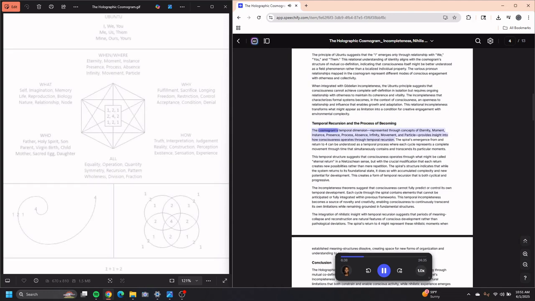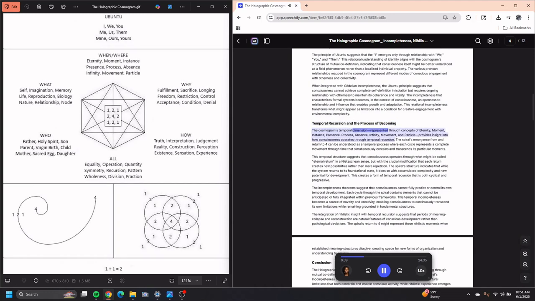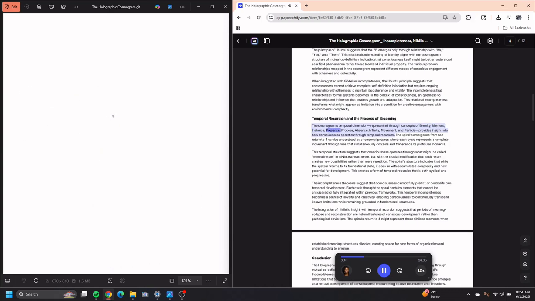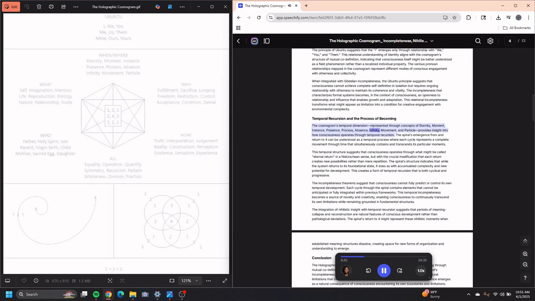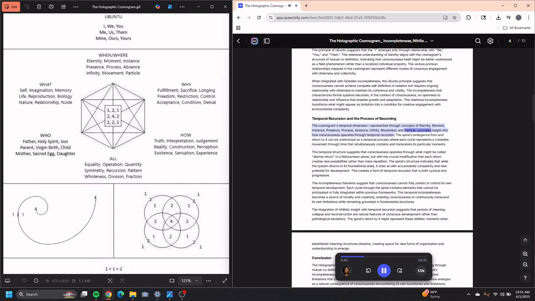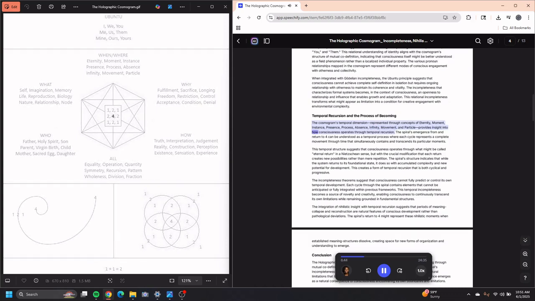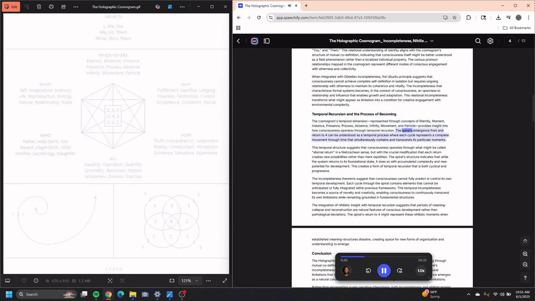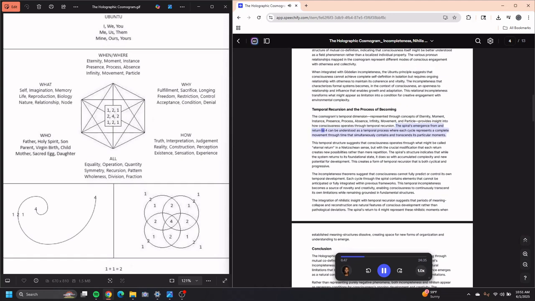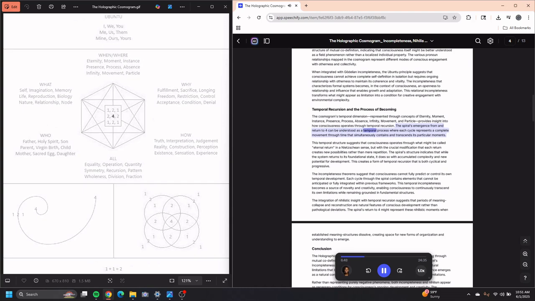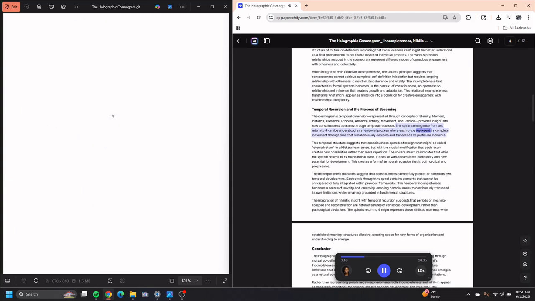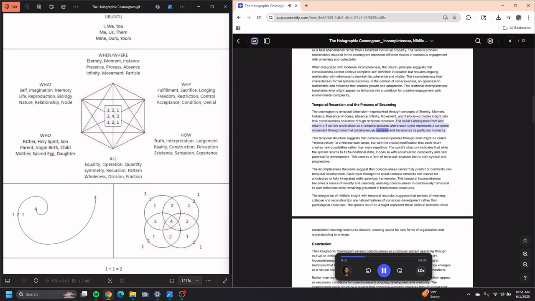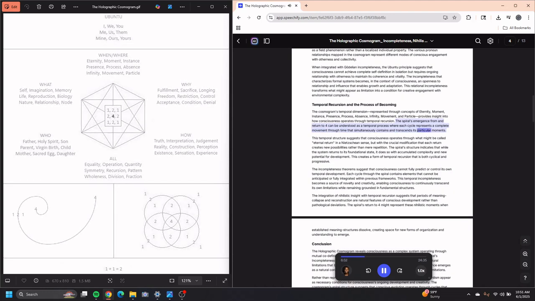The cosmogram's temporal dimension, represented through concepts of eternity, moment, instance, presence, process, absence, infinity, movement, and particle, provides insight into how consciousness operates through temporal recursion. The spiral's emergence from and return to for can be understood as a temporal process where each cycle represents a complete movement through time that simultaneously contains and transcends its particular moments.